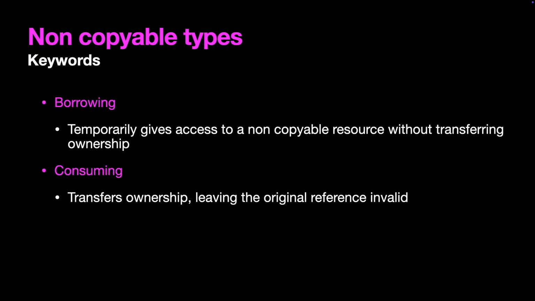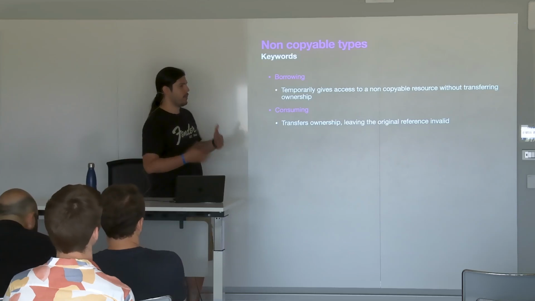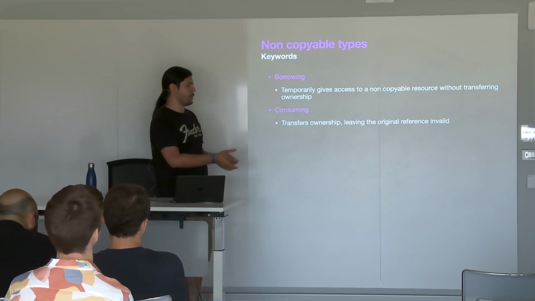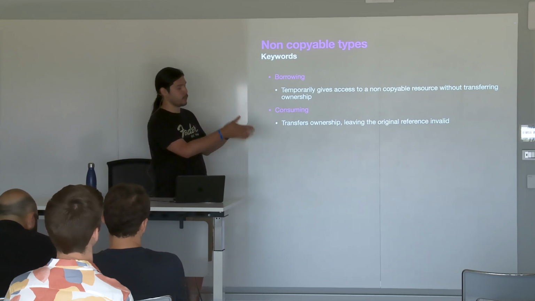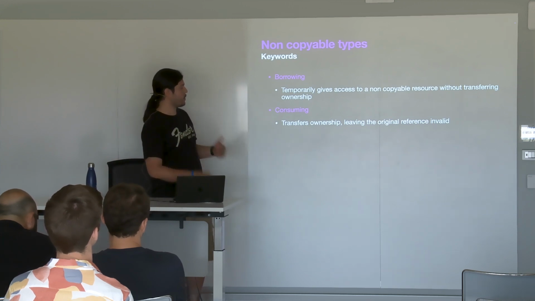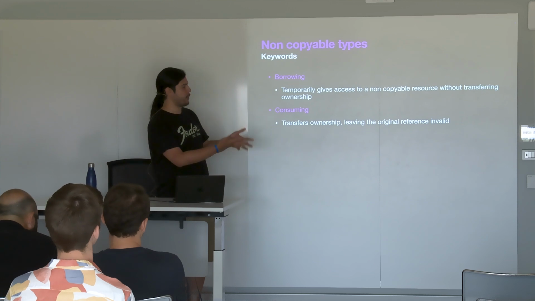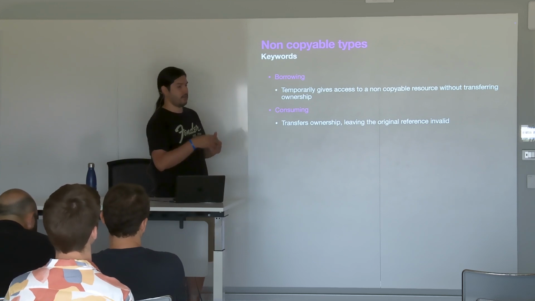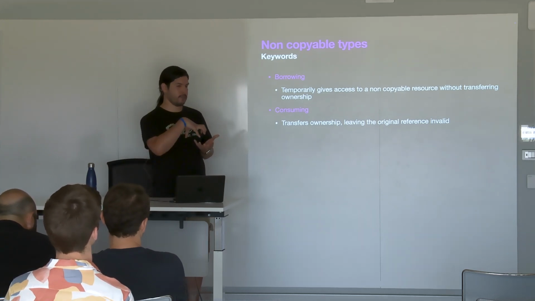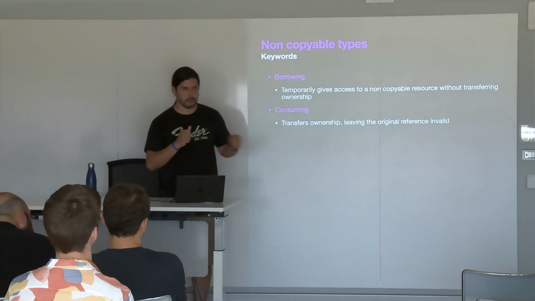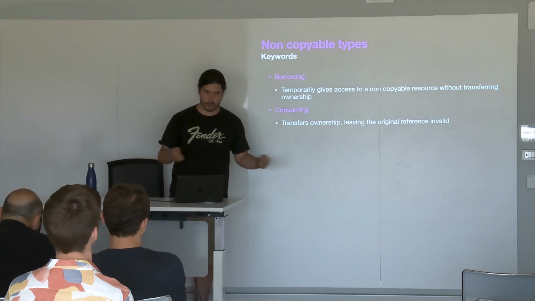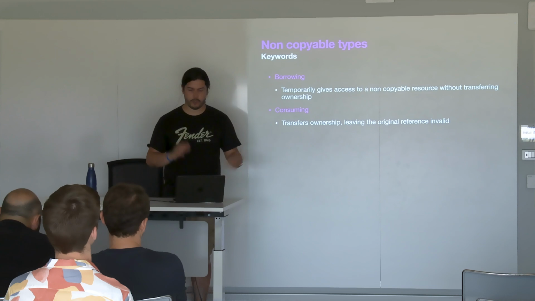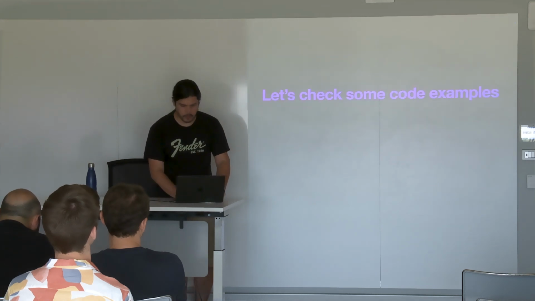So you have these 2 keywords, borrowing and consuming. As I was saying, you either have the possibility to temporarily transfer the ownership of your single instance to somebody else, and then you get the instance back. Or you could just completely transfer the ownership of your instance, and then whatever reference you have to your instance gets invalidated. So it's impossible to modify a single thing from different places. That's kind of cool. So let's take a look at a very simple code example.